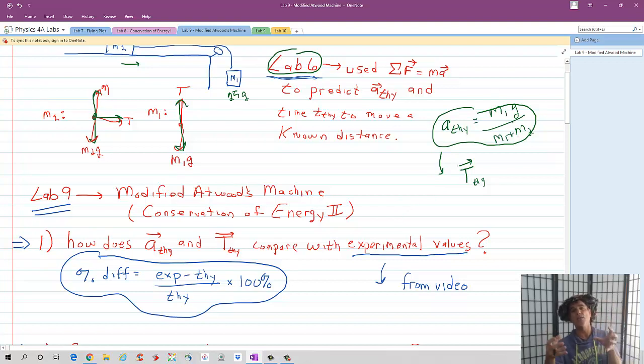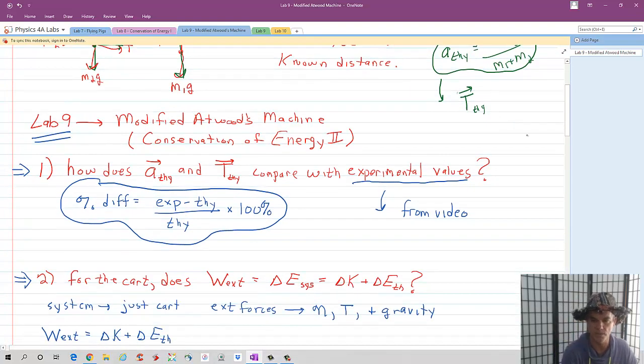And then I'm going to give you the average value of the acceleration over all 10 trials. And I'm going to give you the average value of the tension over all 10 trials. You're just going to do a simple percent difference. What is the percent difference between theoretical acceleration and experimental acceleration? What is the percent difference between the theoretical tension and the experimental tension?